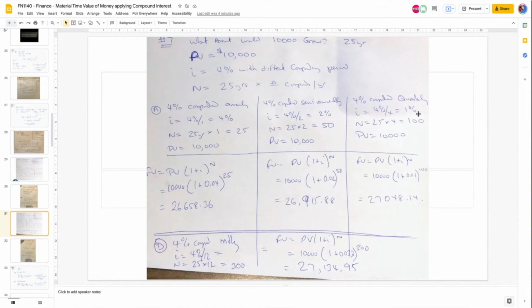So 4% divided by 4 is 1% per period. 25 years times 4 periods is 100. Throw that into the formula, we get 27,048. In the case of the final one, D, we got 4% compounded monthly. So we take 4 divided by 12, and that will give 0.00033%. The total number of periods, 25 years times 12, is 300. We plug that into the formula, we get 27,134.95.